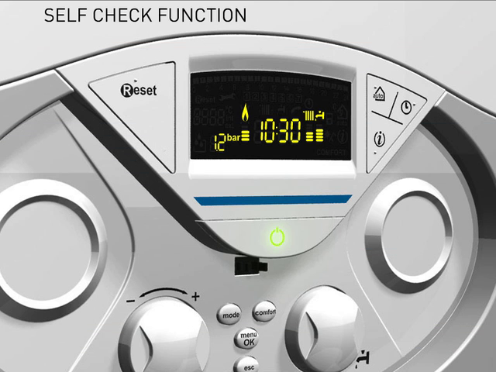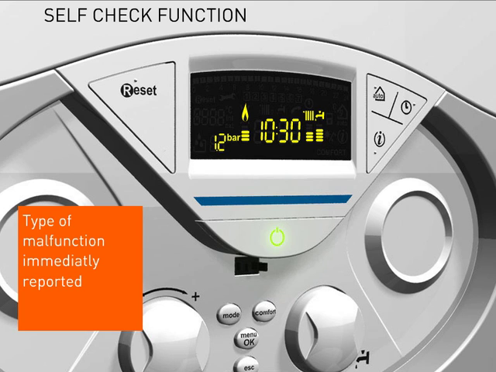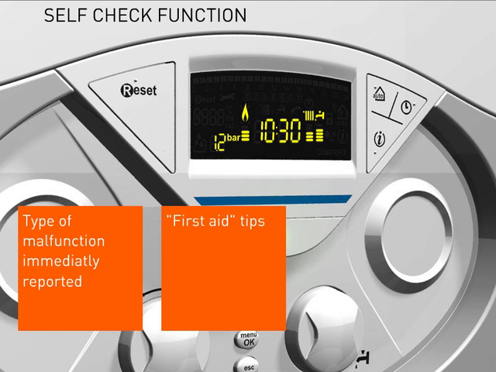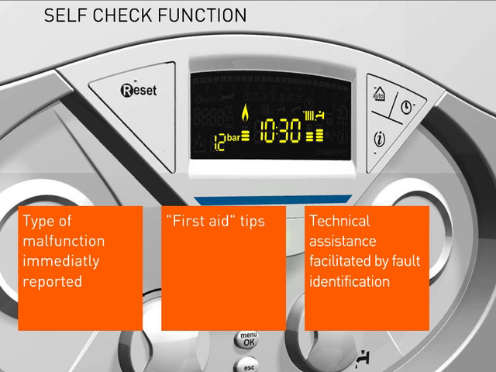Self-check function. The new Ariston boiler monitors its own functions and operation status by means of a latest generation self-check system. The display clearly indicates any anomalies and suggests what to do in the simplest terms. It also helps the service engineer to find the cause of the fault.